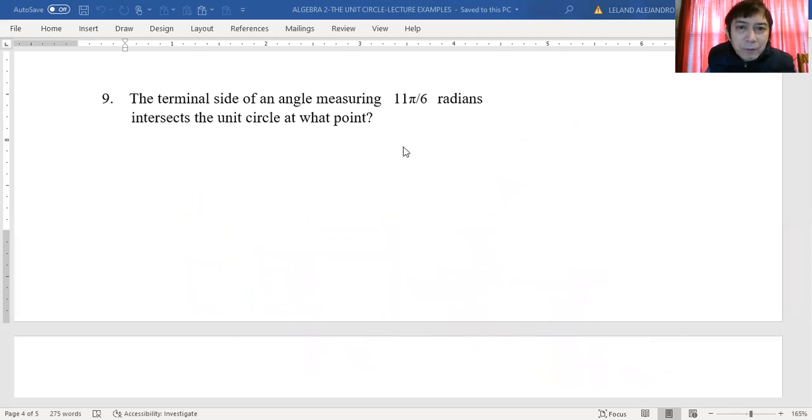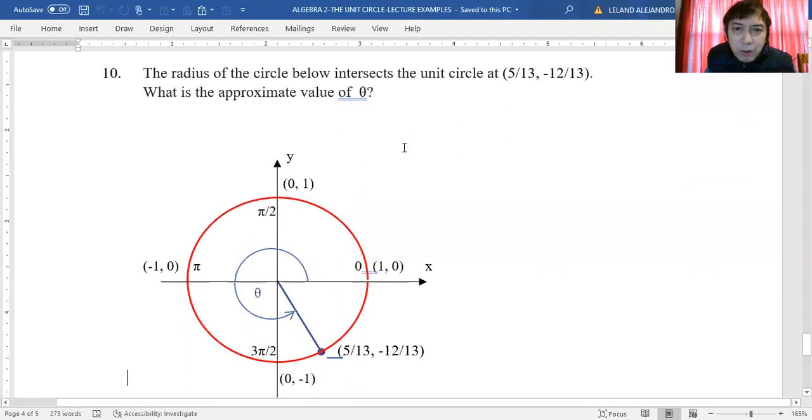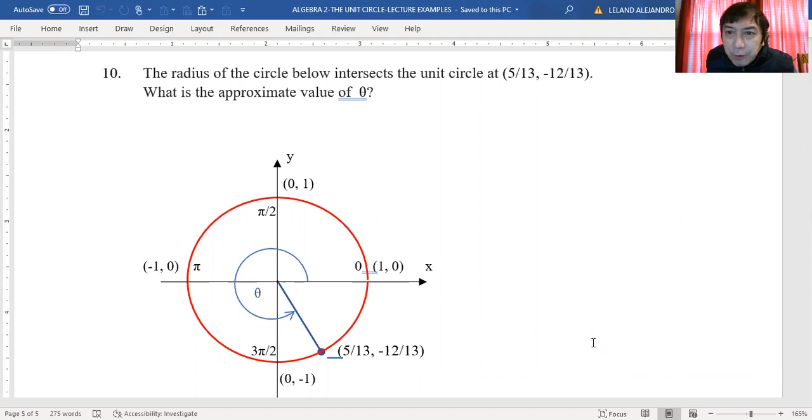All right, so let me scroll to number 10. Okay, here's number 10 with a diagram. The radius of the circle below, again, this is a unit circle, intersects the unit circle at 5/13, that will be for the x, and negative 12/13, that will be for the y. We're talking about this point here.